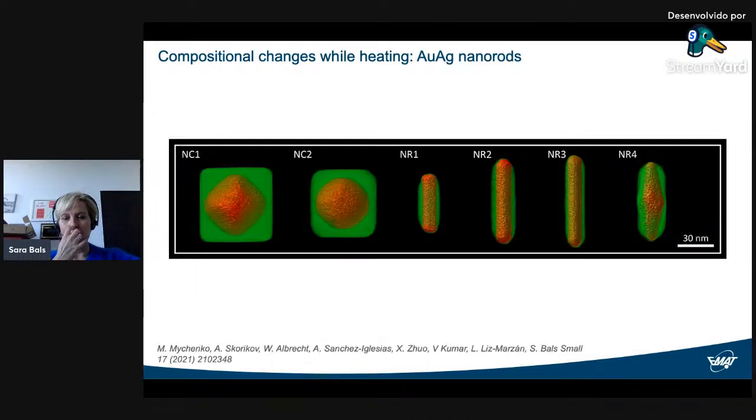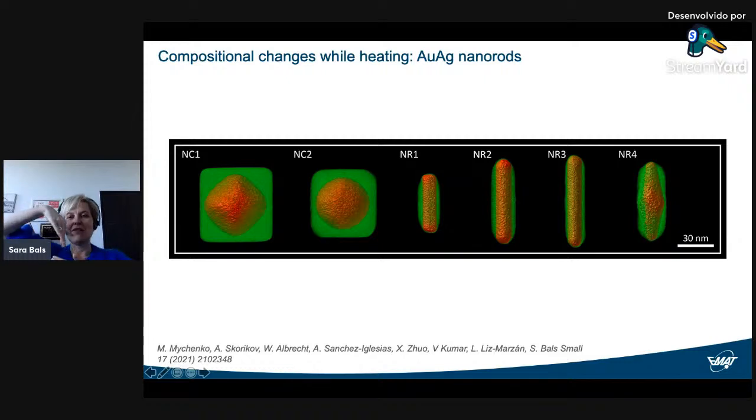Now here we performed an additional investigation where we compared 6 different systems. We have here 2 core shell nanocubes with a different morphology for the core, and we have 4 nanorods. Nanorod 1 and 2 are single crystalline. They have a different aspect ratio. Nanorod 3 and 4, they are pentatwins.